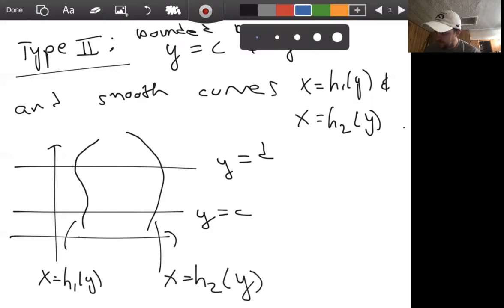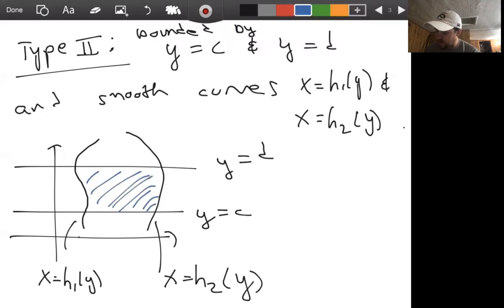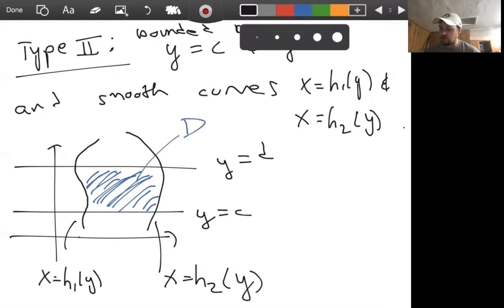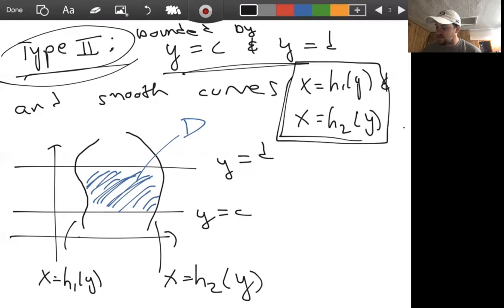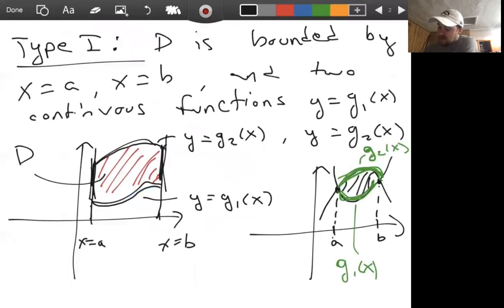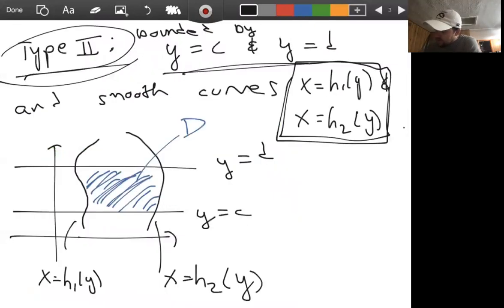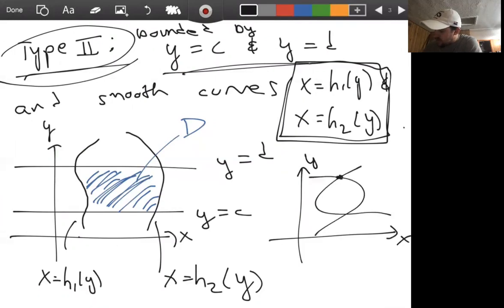And then your region bounded by these four continuous curves, this is our region D, is what we call a region of type 2. It's a region of type 2 if it's bounded by constant y values and then functions for x values. And it's a region of type 1 if it's bounded by constant x values and functions for y values.